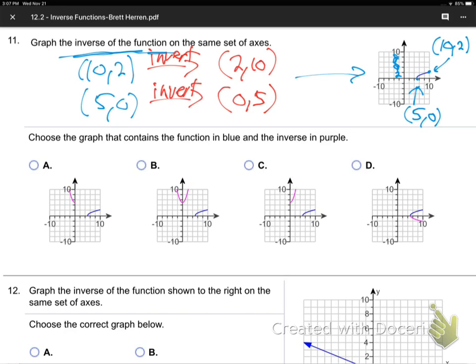All right, so the inverse function is going to have 2, 10. So let's find the point 2, 10. Over 2 up 10 is right there, isn't it? Isn't that over 2 up 10? Because this is 2 here. Over 2 up 10. And then 0, 5, over 0 up 5, it's halfway right there. So it's going to connect those two. So it's that graph, isn't it?